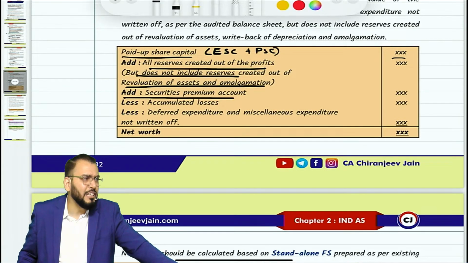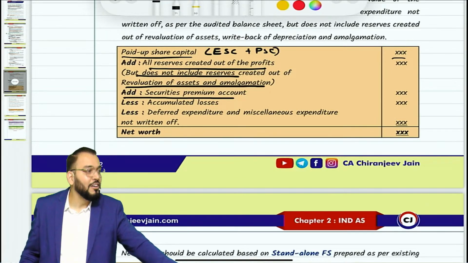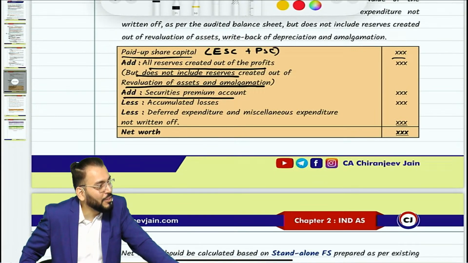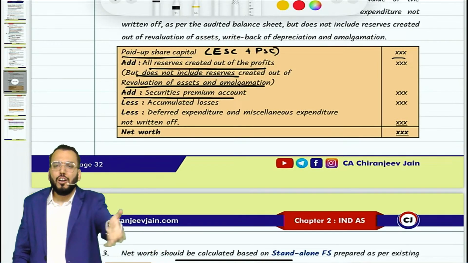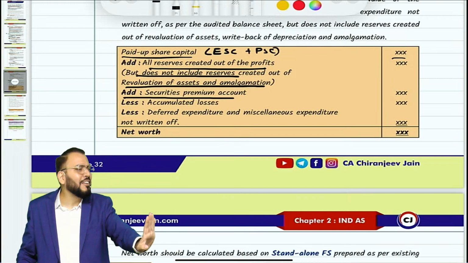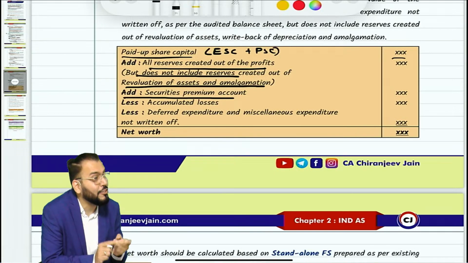Now one doubt will come: we create many statutory reserves for some specific purpose, for example, debenture redemption reserve. Will you add DRR? Yes or no? DRR is created out of profit. All reserves are created out of profit only, and if it is not used, it is profit only. That will be added. All the reserve and surplus apart from revaluation surplus and capital reserve created in amalgamation you need to add.